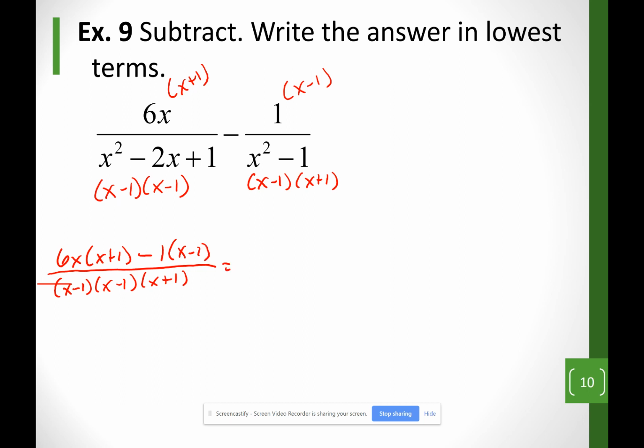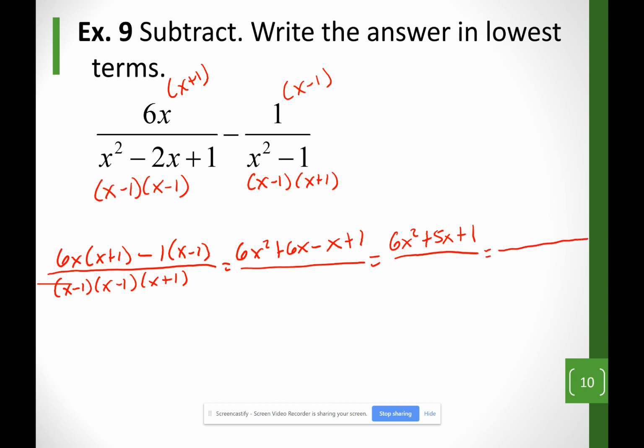Just working the top, I have 6x squared plus 6x minus 1x plus 1, which simplifies to 6x squared plus 5x plus 1. I can split my middle term because I can think of two numbers that multiplied equals 6, but added equals 5. We learned how to factor it back in chapter 6. I'm just going to skip to how it factors, and it factors to 2x plus 1 and 3x plus 1.